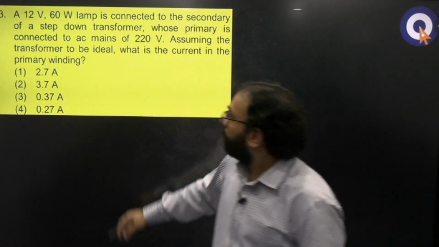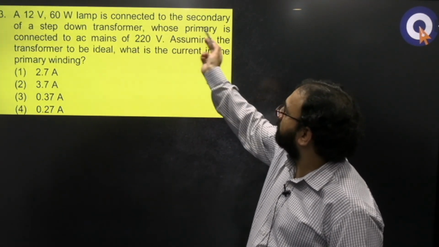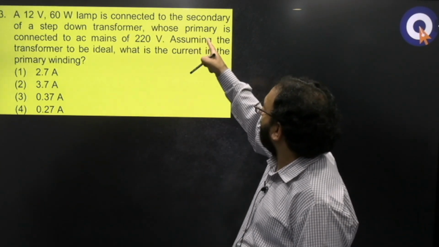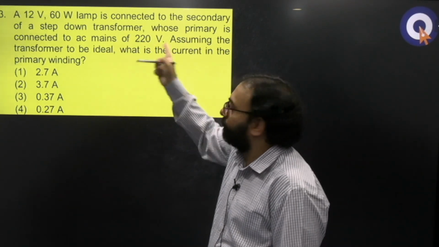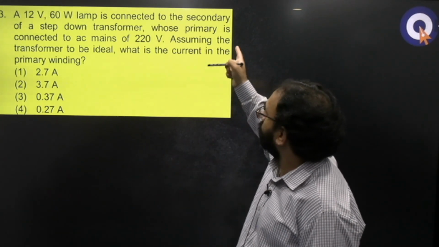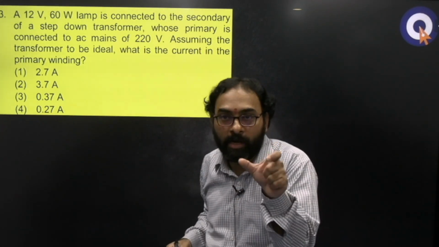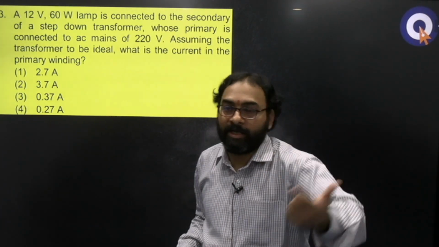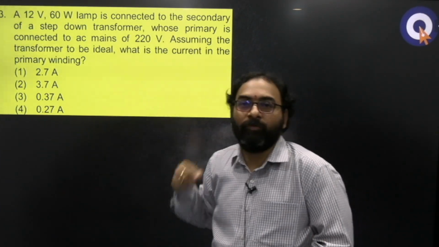Just see here, a 12 volt 60 watt lamp is connected to a secondary of a step down transformer whose primary is connected to AC mains of 220 volts. Assuming the transformer to be ideal, this is the important point, it's an ideal transformer. What is the current in the primary winding?